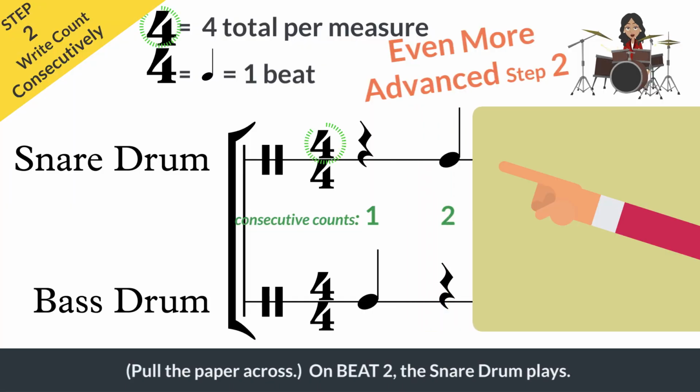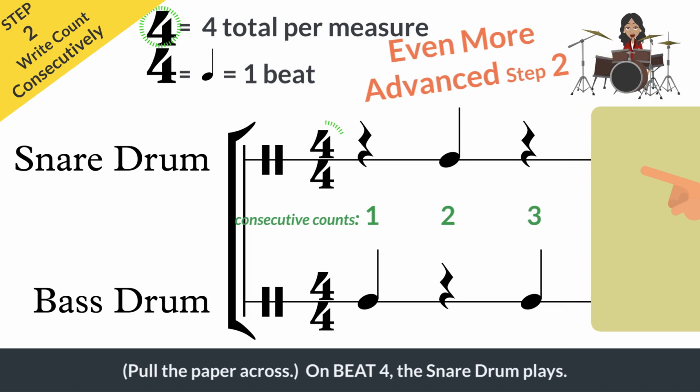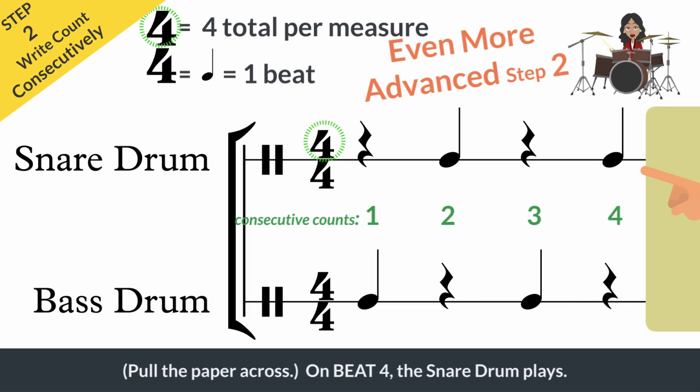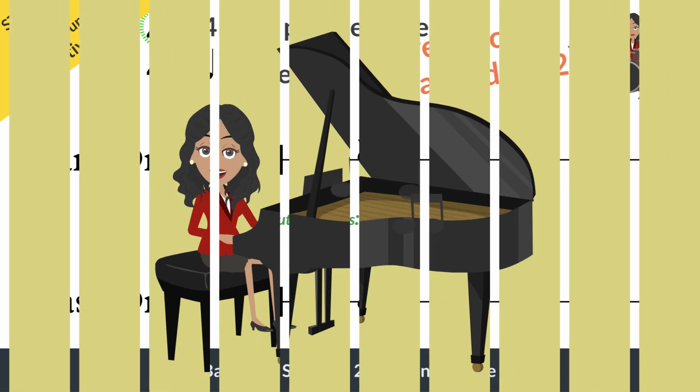Pull the paper across. On beat 2, the snare drum plays. Pull the paper across. On beat 3, the bass drum plays. Pull the paper across. On beat 4, the snare drum plays. So it's bass on 1, snare on 2, bass on 3, snare on 4.